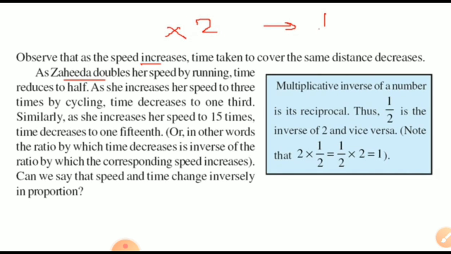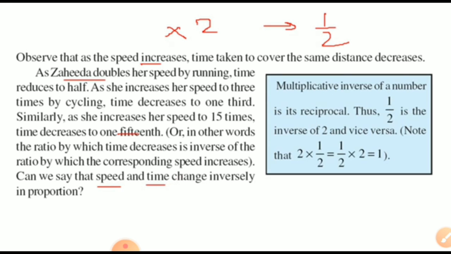If 2 is made half, what will happen beta? If 2 halves of a biscuit, 2 halves of a chocolate, how many will be made? 1 will be made. Clear? As Zahida doubles her speed running, time is reduced to half. As she increases her speed to 3 times by cycling, time decreases to 1/3. Similarly, increase speed by 15 times, and according to that the time decreases 15 times.